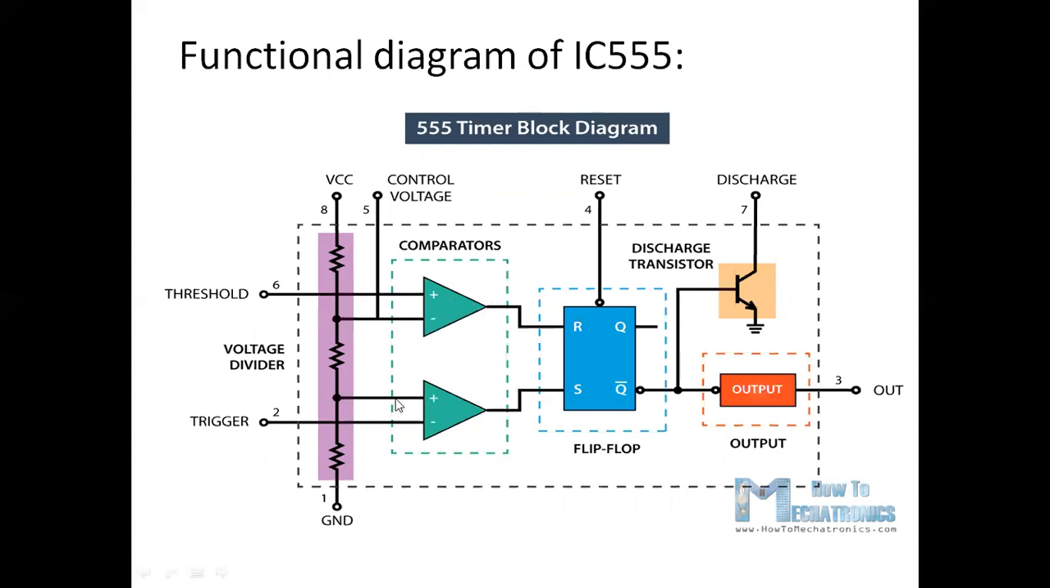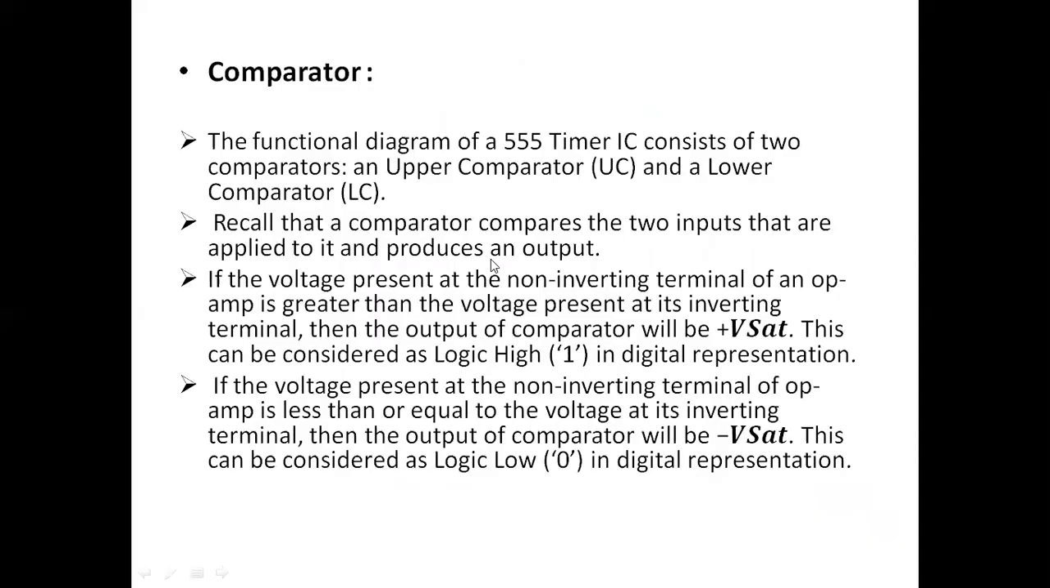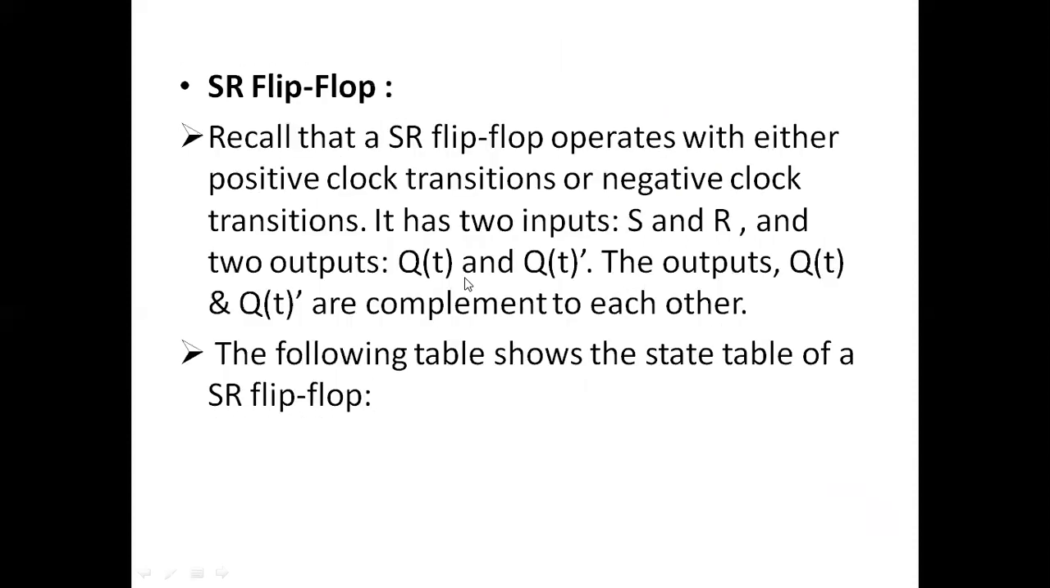And next, if the voltage at the inverting terminal of the comparator is greater than the voltage at the non-inverting terminal, then we get a low output at the comparator. That is, we get logic 0 at the output of the comparator. So if the voltage at the inverting terminal is greater than the voltage at the non-inverting terminal, then we get a low value, that means logic 0. So that is about the comparator. Mainly we have two comparators, the upper comparator and the lower comparator. Next one is the SR flip-flop.